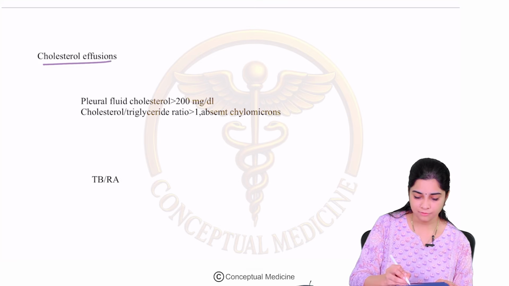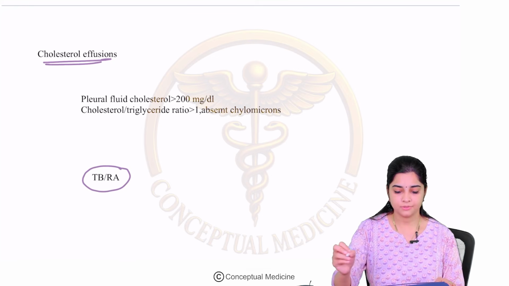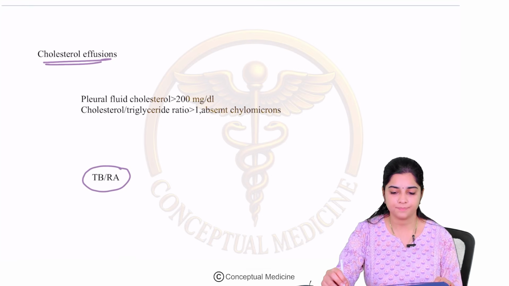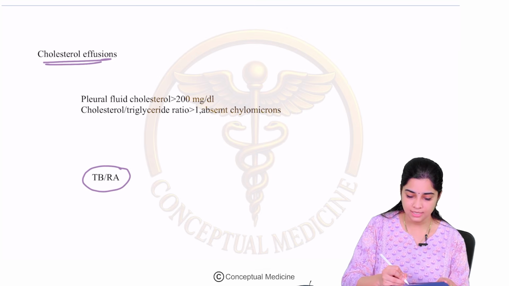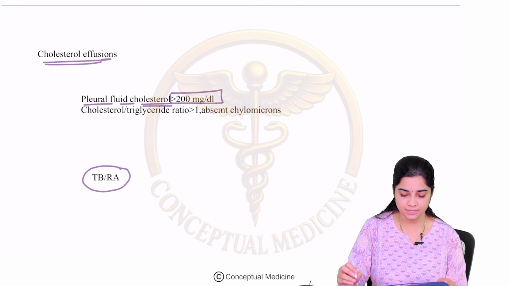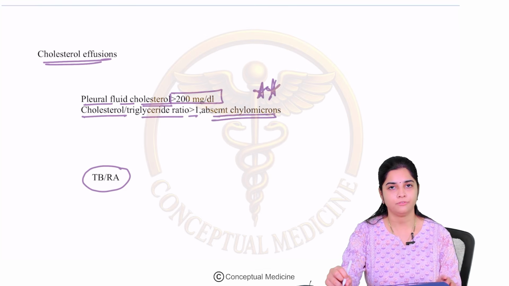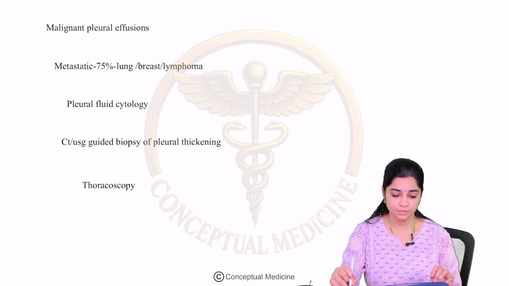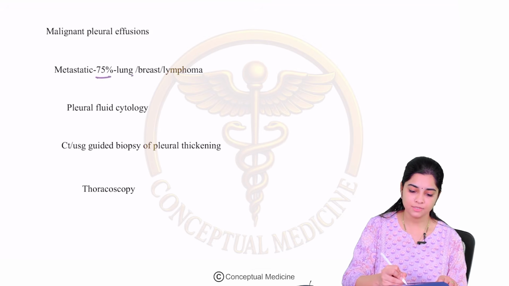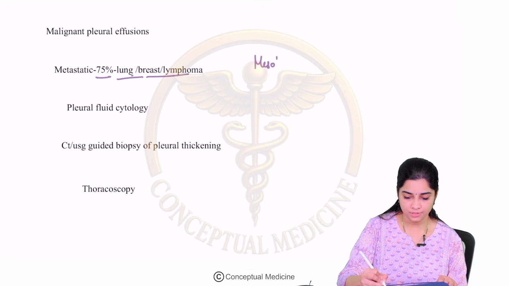Then cholesterol effusions. What are cholesterol effusions? They are more commonly found in TB as well as rheumatoid arthritis. It is characterized by pleural fluid cholesterol levels more than 200 mg per deciliter, cholesterol by triglyceride ratio more than 1 and absent chylomicrons. So that is your cholesterol effusions. Then malignant pleural effusions, right? 75% is due to lung, breast or lymphoma, and primary pleural malignancies include mesotheliomas.